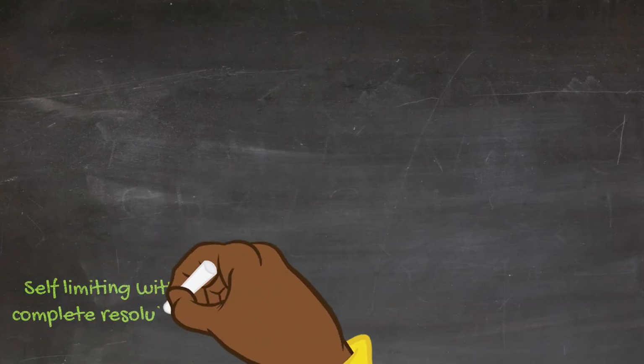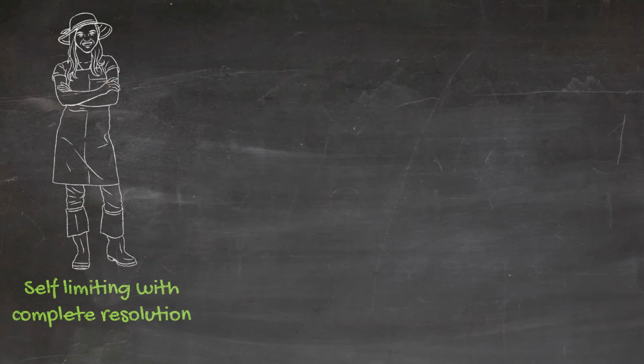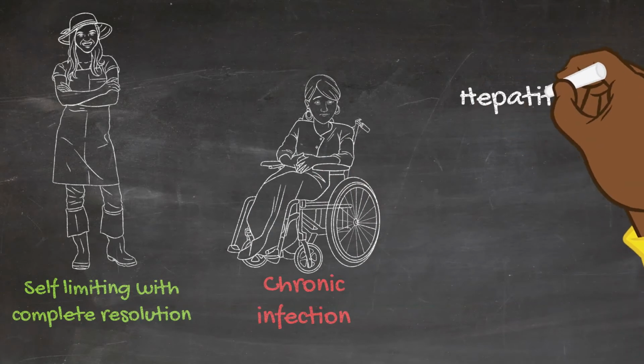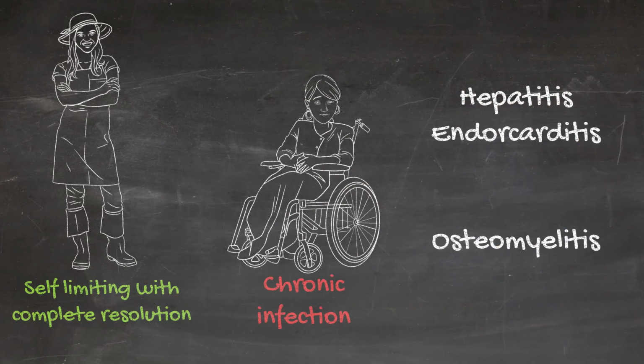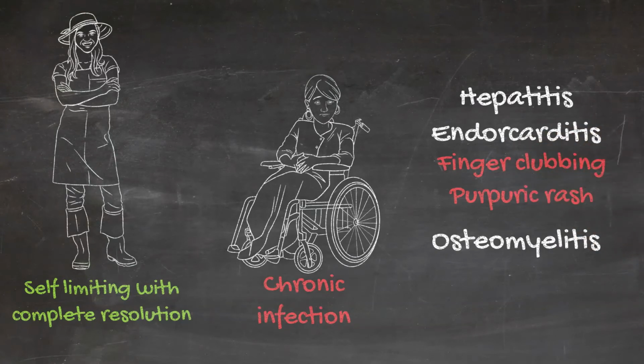Most cases of acute Q fever are self-limiting and resolve without further sequelae. However, some cases progress into a chronic infection, manifesting as hepatitis, endocarditis, or osteomyelitis. The endocarditis tends to affect the aortic valve most commonly, which can lead to signs and symptoms of aortic stenosis. Where endocarditis has developed, additional symptoms of finger clubbing and a purpuric rash may manifest.